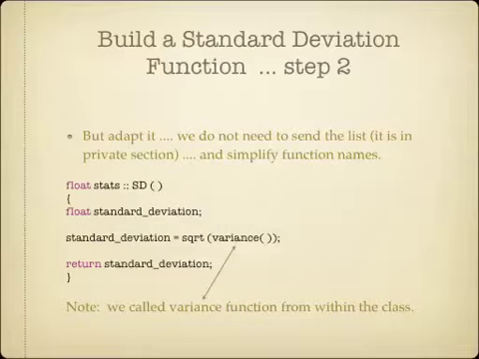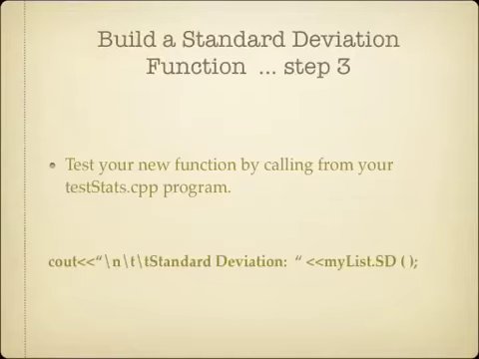First, we will add stats:: to the function name so that it will know it's a member of the stats class. Also note that we changed standard deviation to SD and we took out the need for the statslist being sent to the function. If you notice, we kept our variable standard deviation and made it equal to the square root of whatever came back from the variance function in our class. In other words, we're simply calling up the variance function inside stats.cpp. And finally, we're ready to return that value.